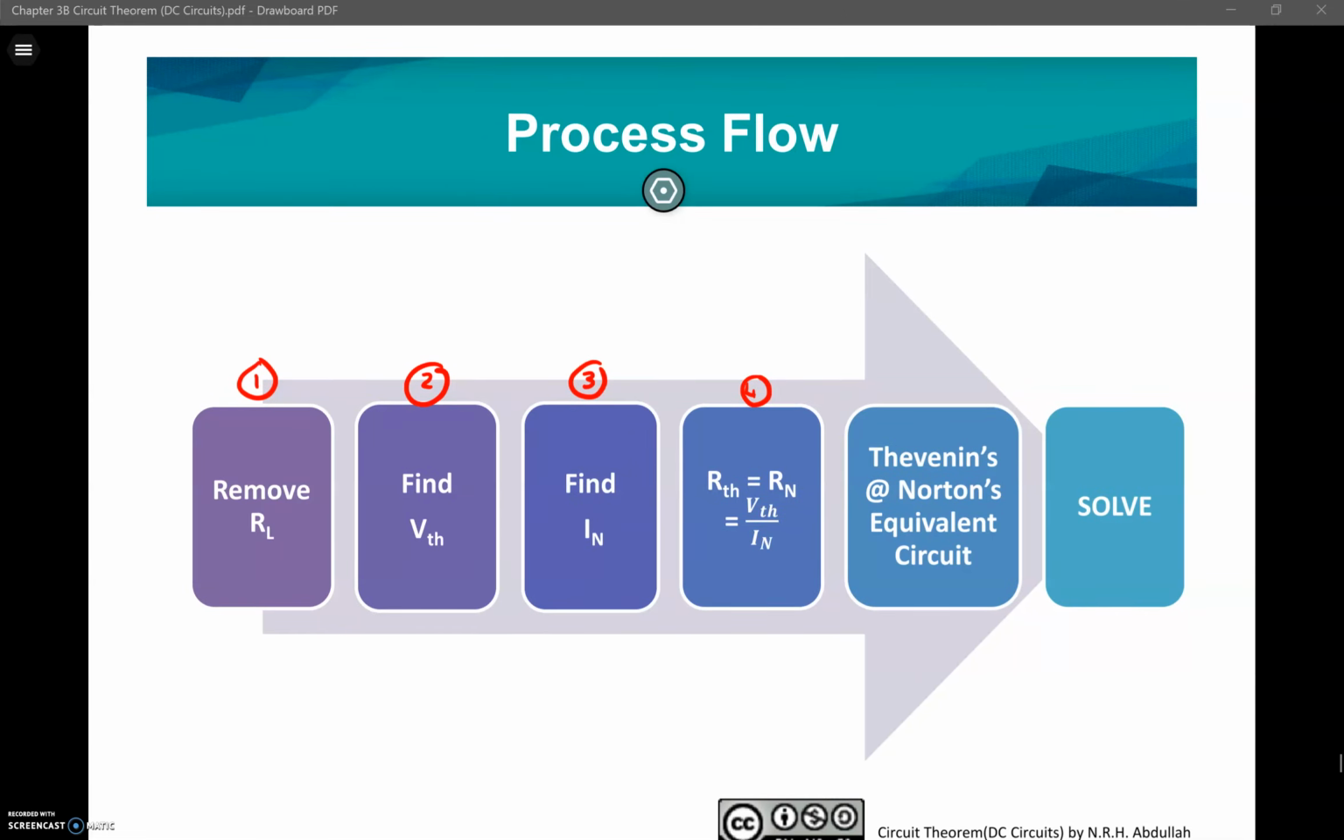Now all the information related to the Thevenin or Norton equivalent circuit is complete, which is Vthevenin, I Norton, R Thevenin, and R Norton. Then you have to draw the Thevenin or Norton equivalent circuit. And then finally, insert the RL back into the circuit, and then you can solve the given question.